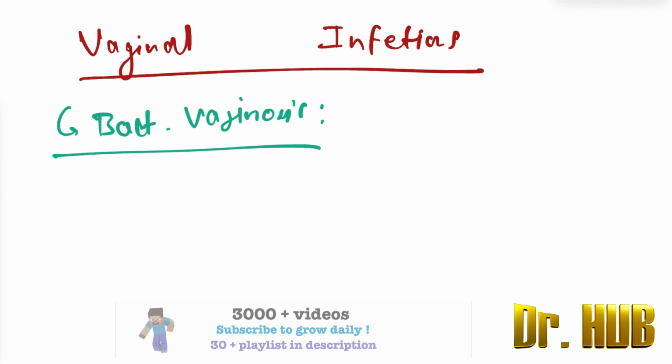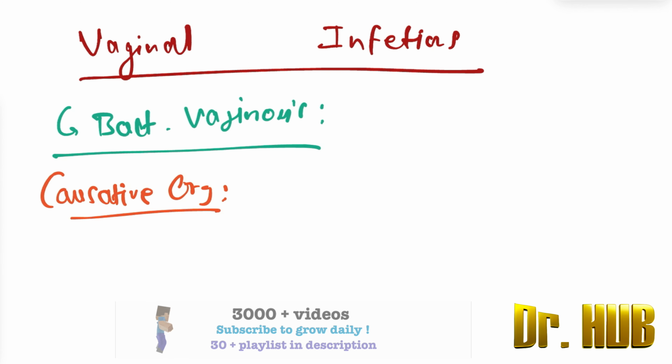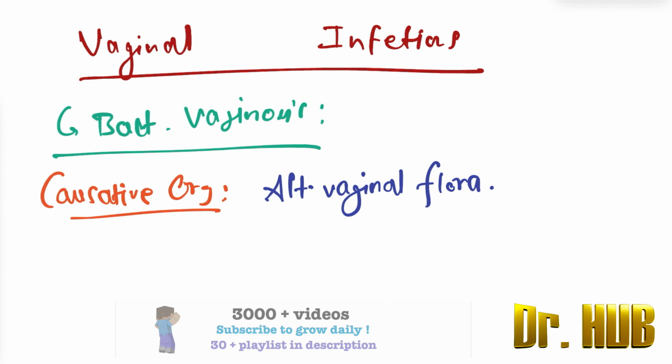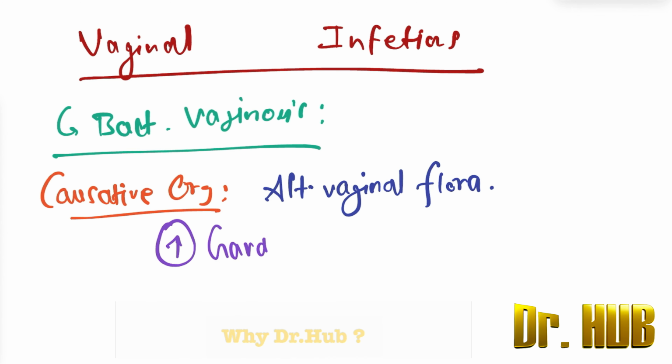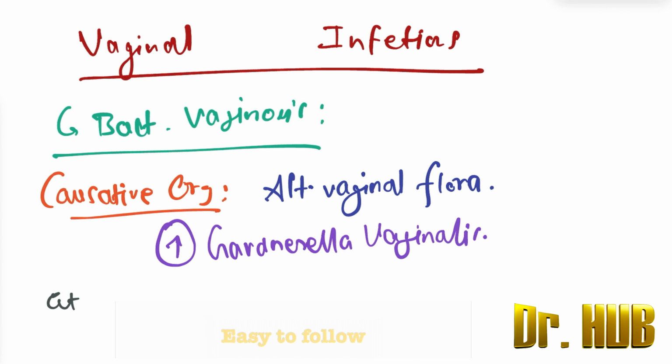So what is meant by bacterial vaginosis? First we have to look at the causative organisms. The causative organisms include the altered vaginal flora, and there is an increased concentration of Gardnerella vaginalis.